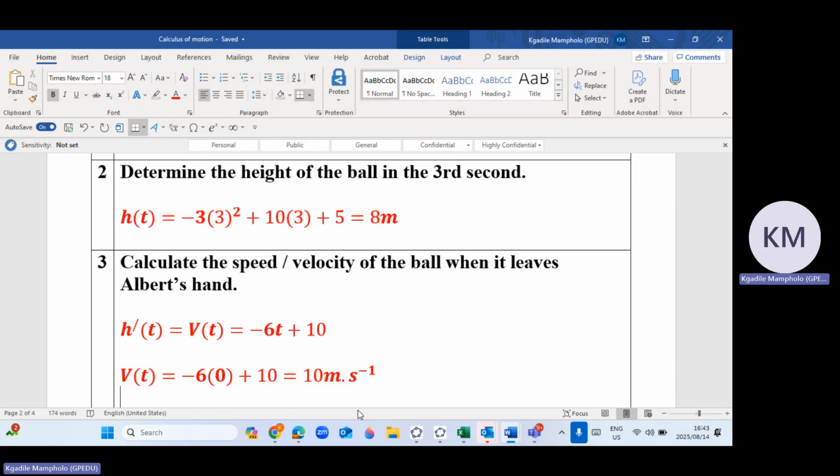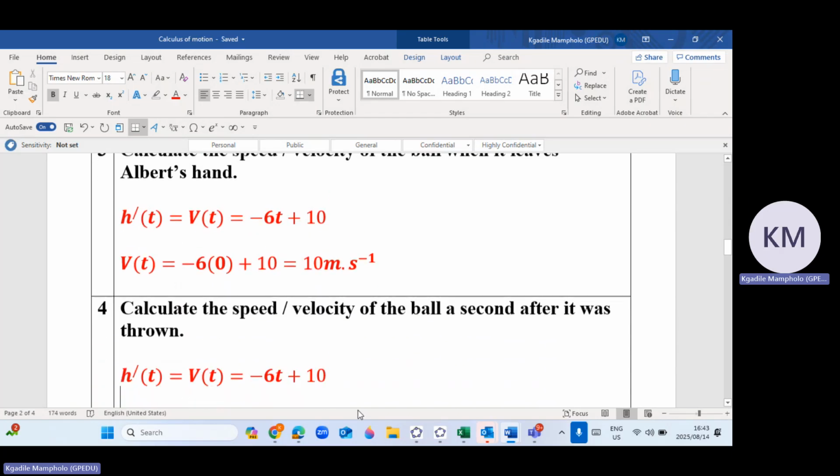What does this mean? It means that the ball was thrown vertically upwards with the initial speed of 10 meters per second. It means that when the ball left the thrower's hand, when the ball left Albert's hands, it was traveling with 10 meters per second. So that's the initial speed or the initial velocity. Remember, initial velocity means time would be 0 in that case.